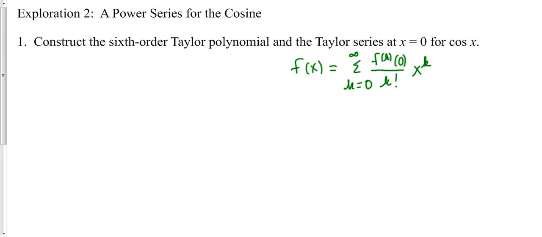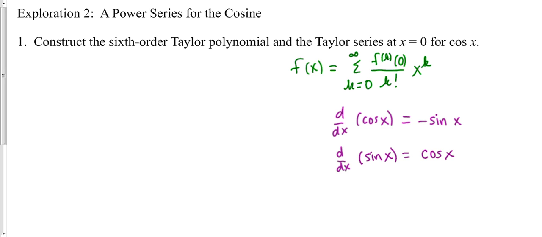But let's think for a minute here, and maybe we can be a little clever. So for instance, what is the derivative of cosine x? Well, it's negative sine x. And what's the derivative of sine x equal to? Well, cosine x. So our derivatives here are going to be alternating sines and cosines.